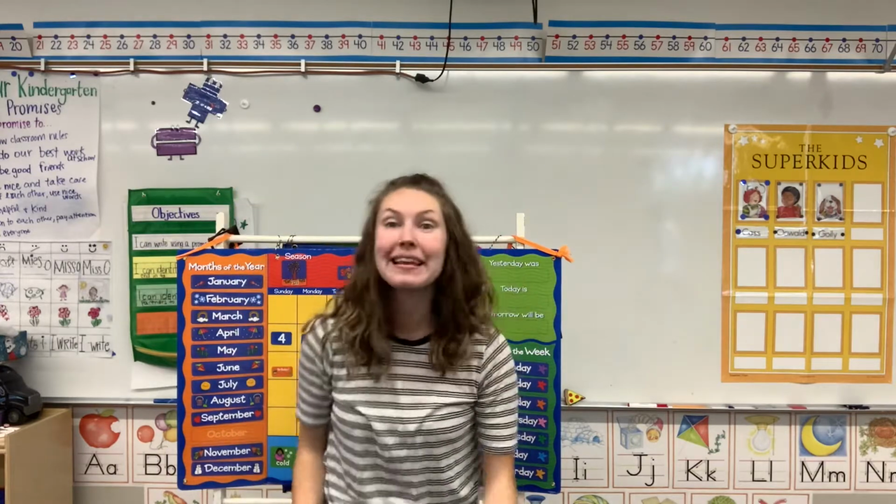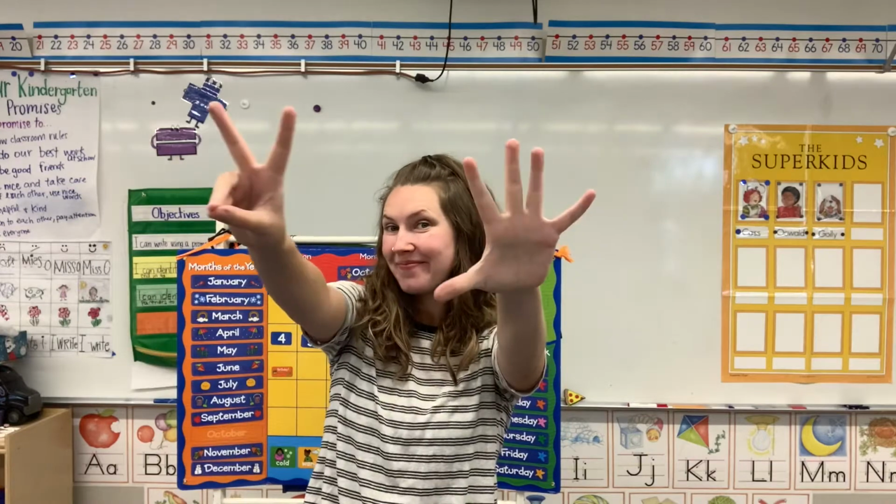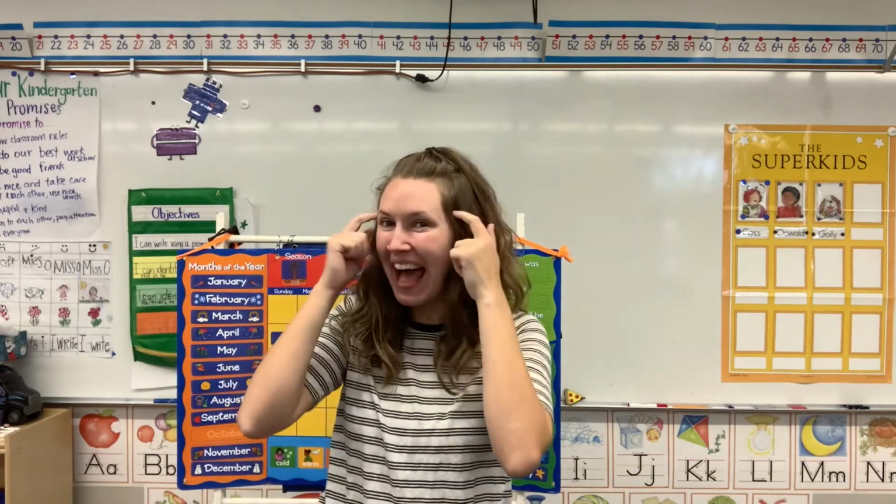And look at the way that we're making 7. We're using a 5 and a 2. Those are some hidden partners that make 7, thinking about math.